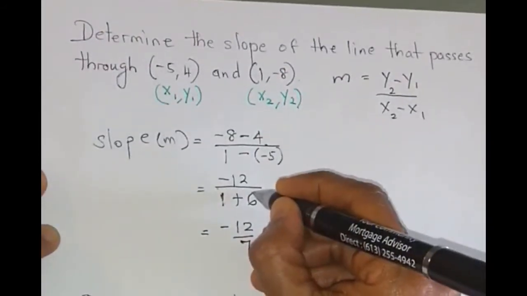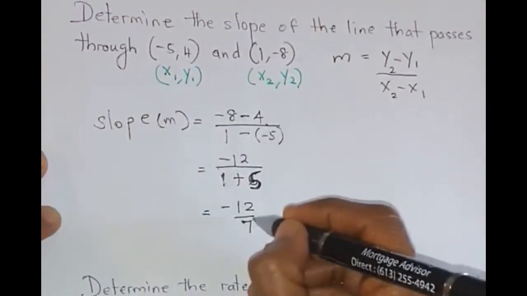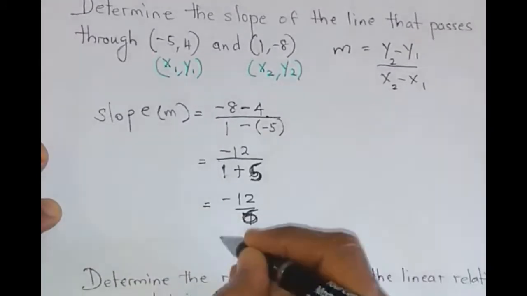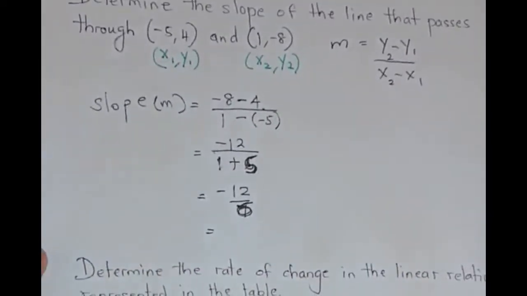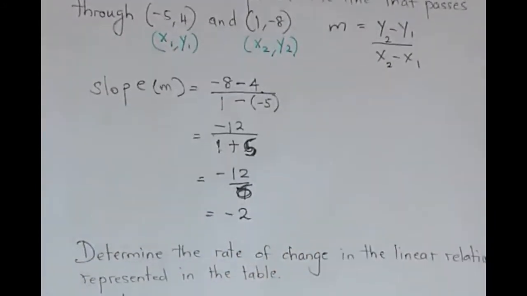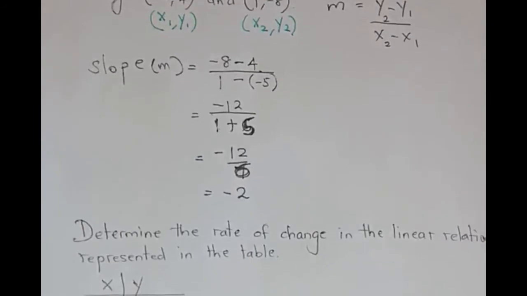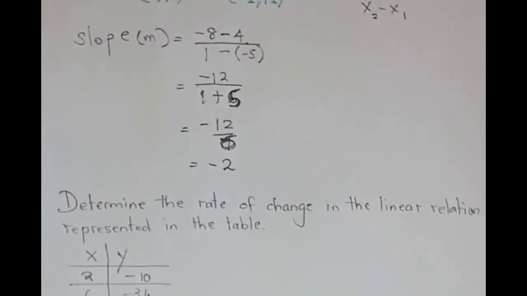1 plus 5 is going to give me 6, and we can divide that. So -12 divided by 6 is -2. So the slope of this line is -2. Let's move on to the next question.